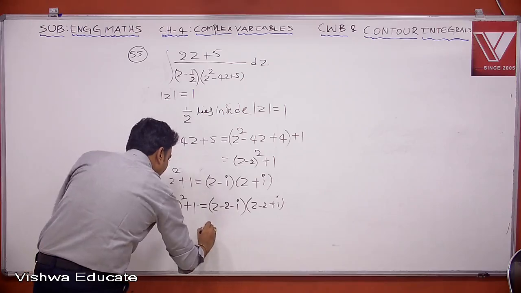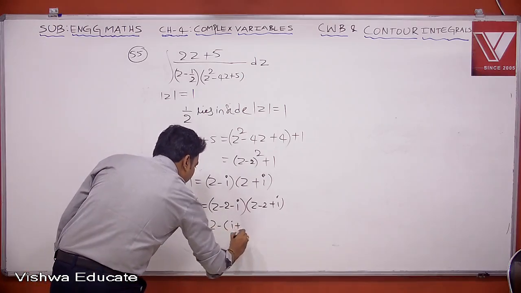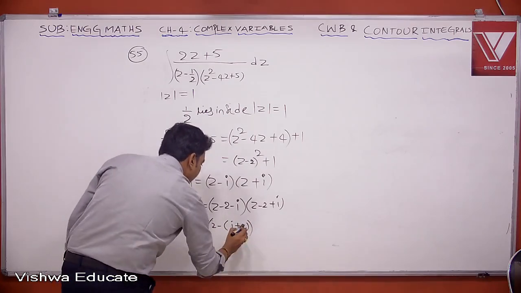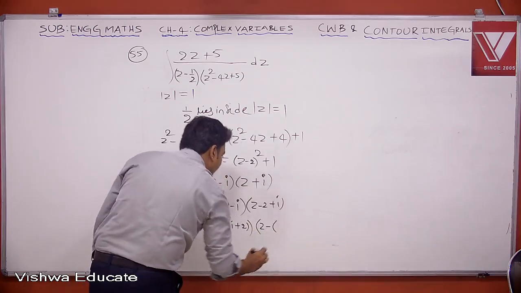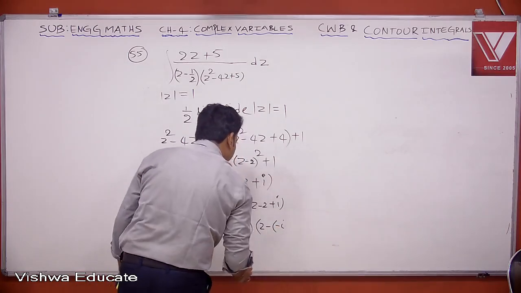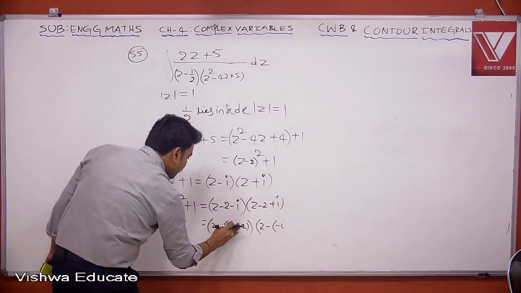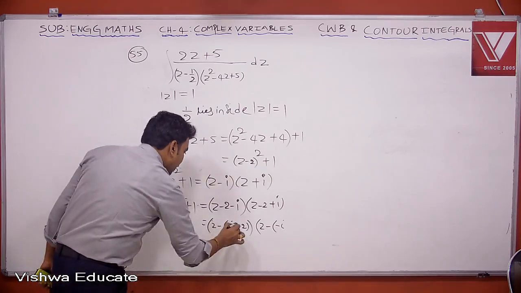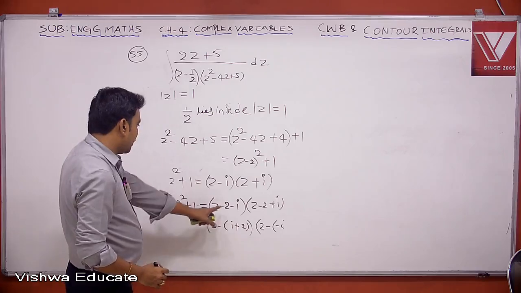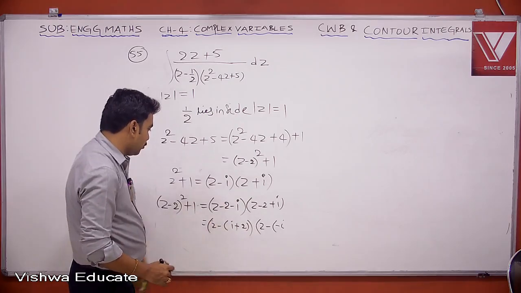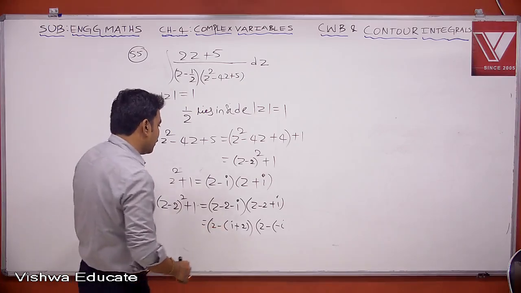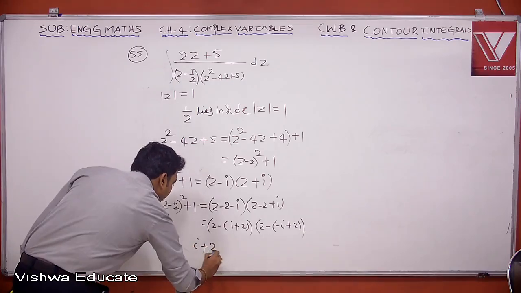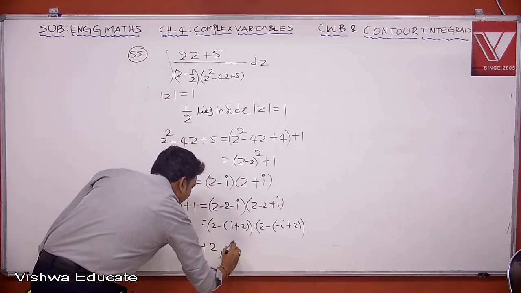So here one z naught is this: z minus of I plus 2. And the other is z minus of minus I plus 2. This is z minus 2 minus I, z minus 2 plus I. So one z naught is I plus 2. Second z naught is minus I minus 2.